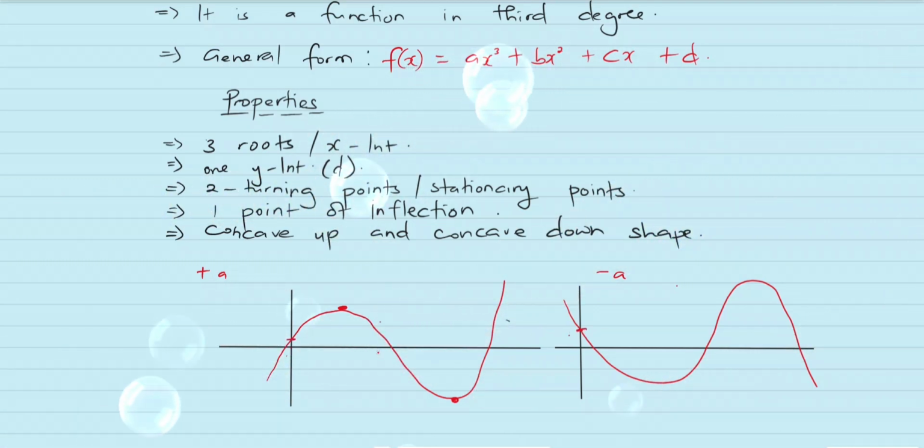Then we have the point of inflection. The point of inflection is the central point, or the midpoint, of the two turning points, meaning maybe it's somewhere here, or for this side it is there. Then the part where the graph is concave up is like this, a U-shape. Then concave down is like this.